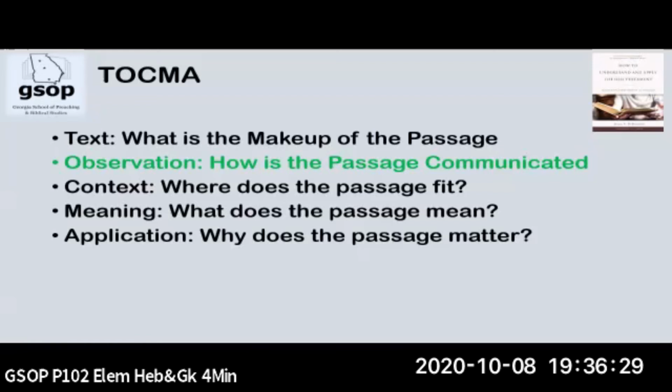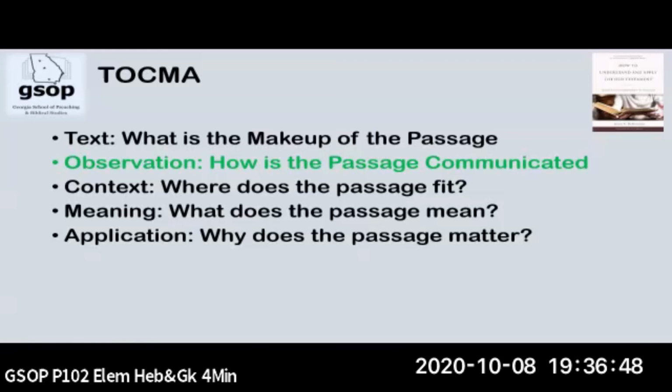In other words, where does the passage start? Remember we looked at where does it start, where does it end? Find the basic structure of it, and text criticism. Is there something that needs to be highlighted with regard to its original wording?